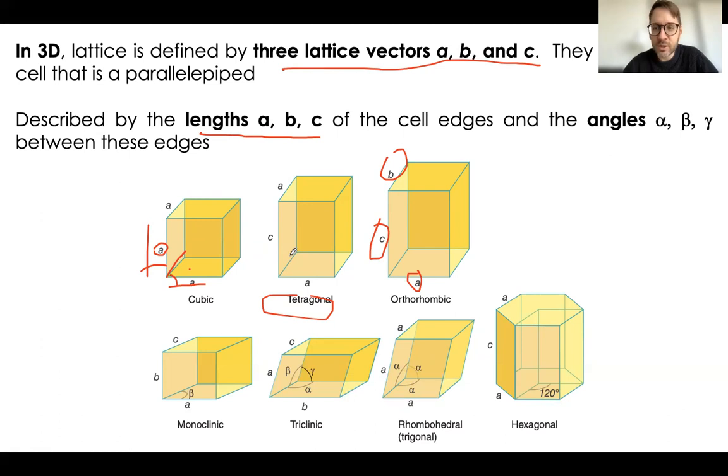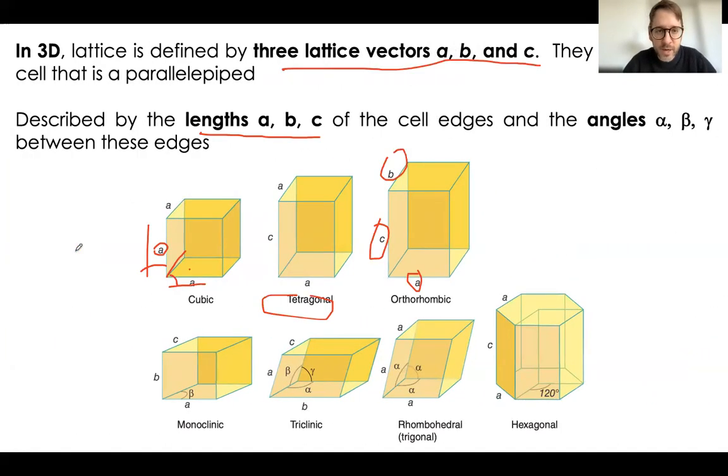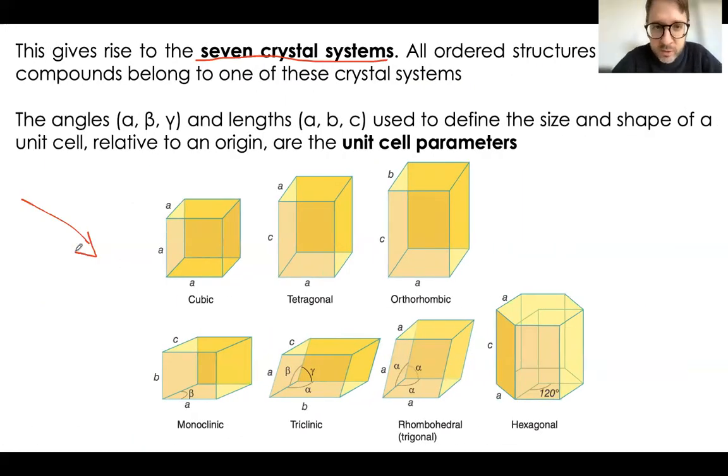Therefore, by using these descriptions, we can find that all solid materials can be represented by seven crystal systems, as described here in this figure. So we have seven crystal systems based on the edge lengths or the lattice vectors, and the angles between these edges.